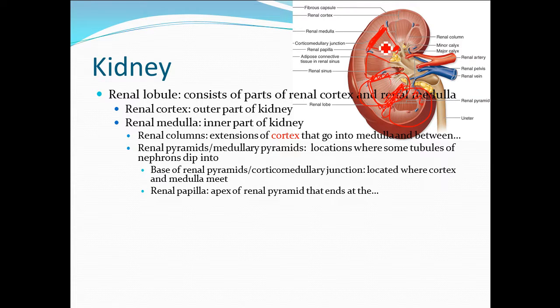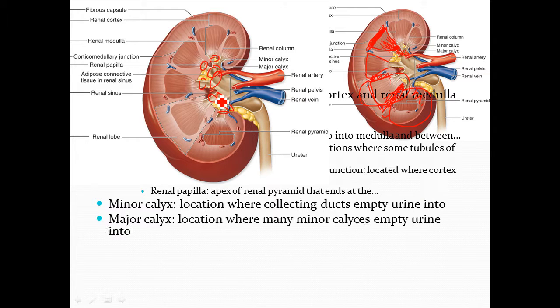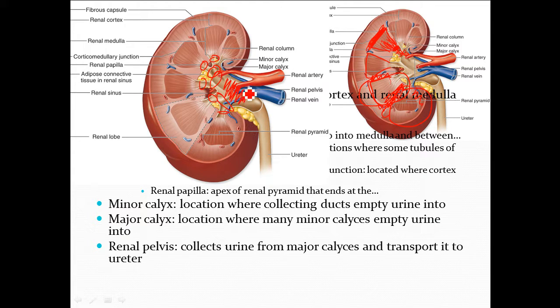And these will contain a lot of these tubules that will allow the filtrate becoming urine to go out into these structures called the minor calyx. These are minor calyx. And when the minor calyces fuse together, they'll become a major calyx. So these are major calyces. And when you have multiple major calyces fusing together, now you have the renal pelvis. And from the renal pelvis, it will become the ureter.